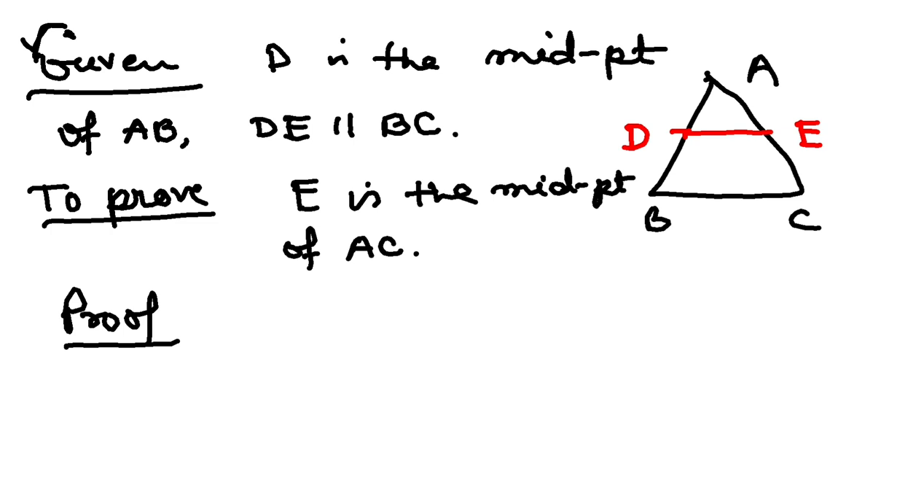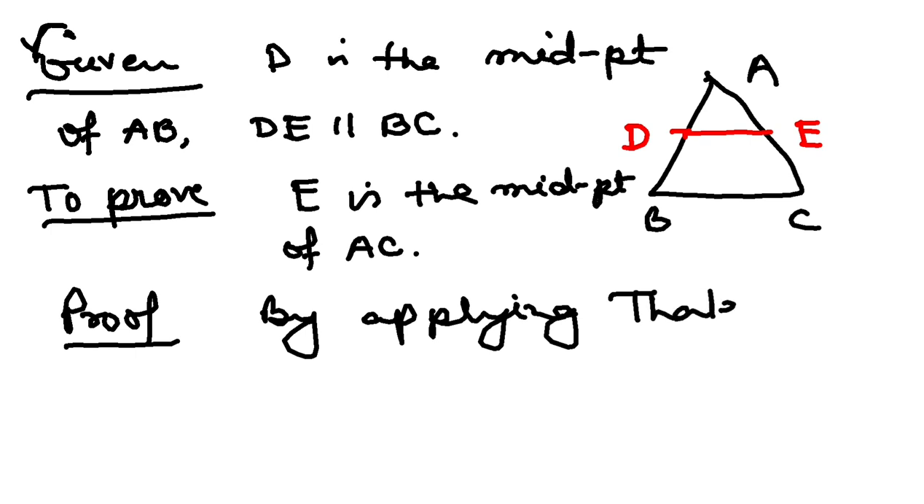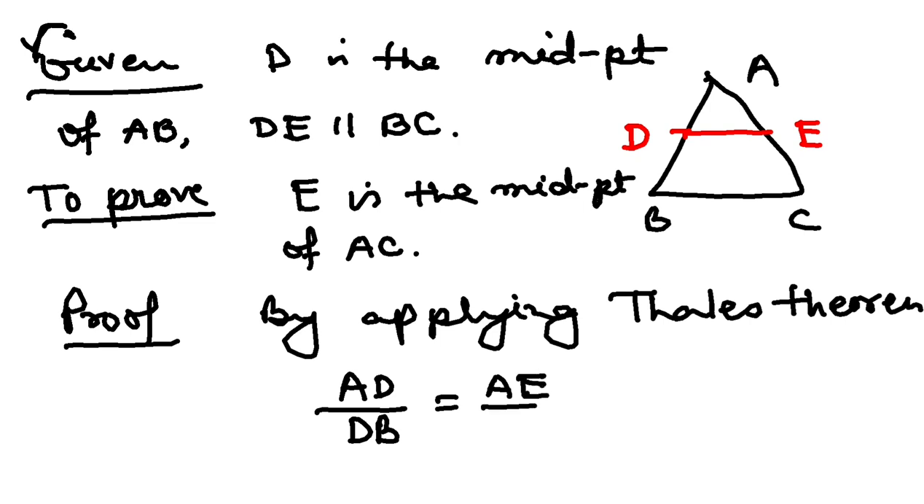There is a theorem called Thales theorem that you learn in class 10, but you can apply it here, no problem. So by applying Thales theorem, we have DE parallel to BC. If that happens, according to Thales theorem, AD by DB is equal to AE by EC. You must have learned this in the lower classes. So AD by DB will be equal to AE by EC.